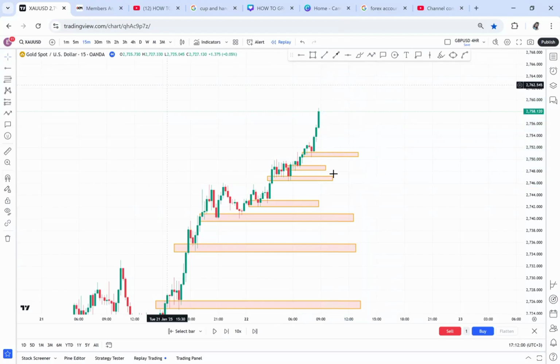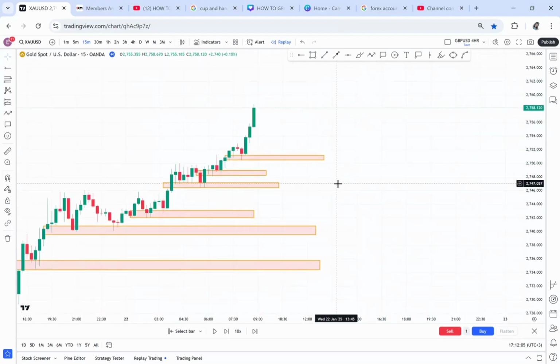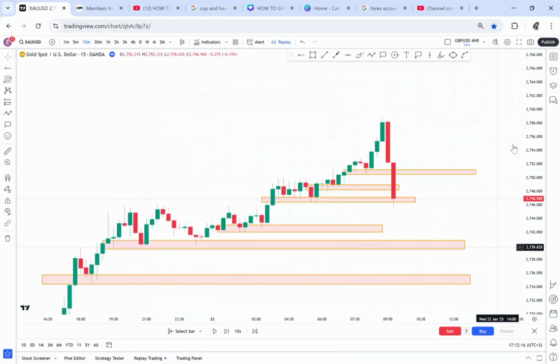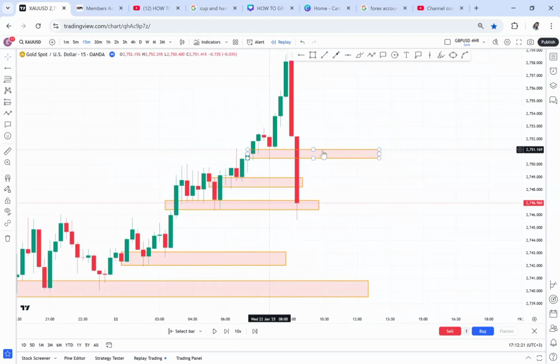I hope you understand. So let's try to see if we got a double bottom. Let's try to see what really happened. Did we get the double bottom? So monitor and see what really happened, guys. You can see the market moved from here. We were supposed to come here.